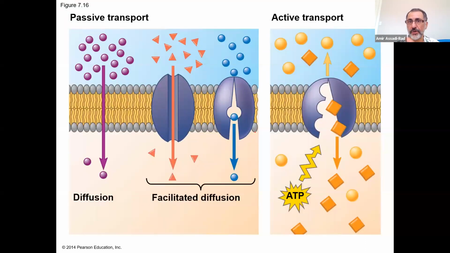Okay, passive transport and active transport. You can see the differences. In diffusion, molecules are diffusing through the membrane, and then in facilitated diffusion, there are still protein molecules involved.